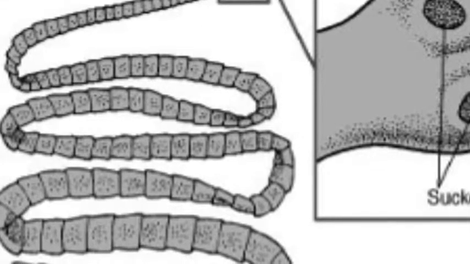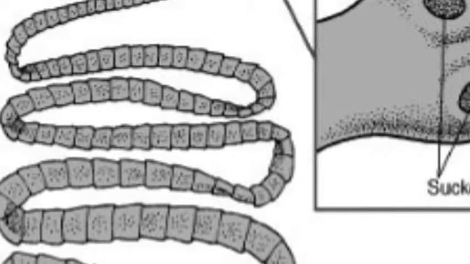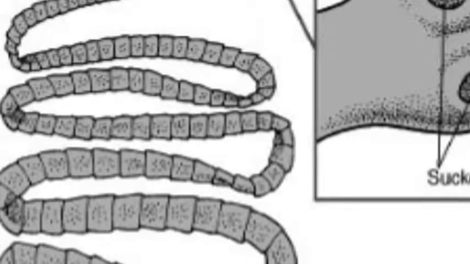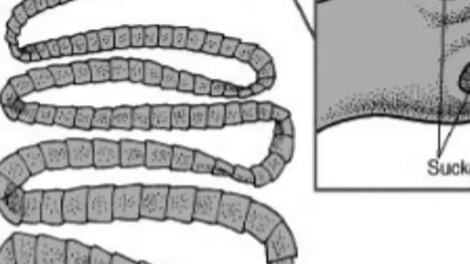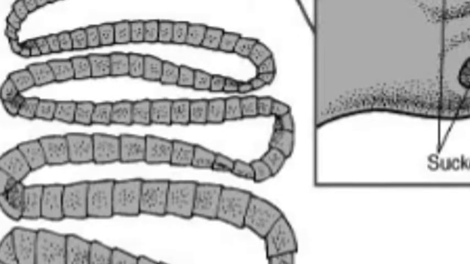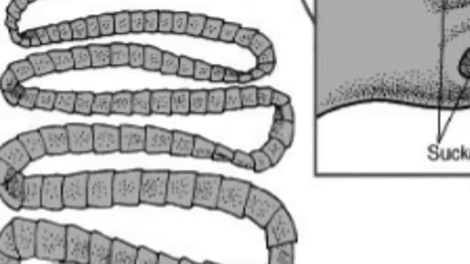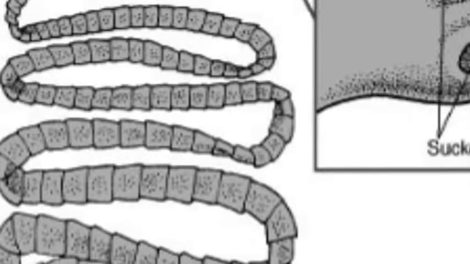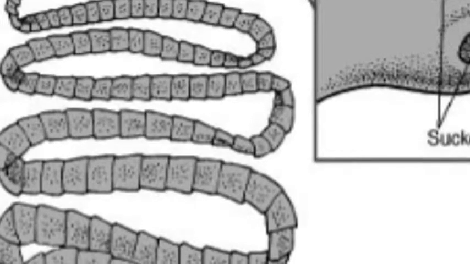Cestoda is another group under the flatworm phylum known as tapeworms. Its members live in the digestive tract of vertebrates as adults, and often in the bodies of various animals as juveniles. Over 1,000 species have been described, and all vertebrate species can be infected by at least one species of tapeworm.